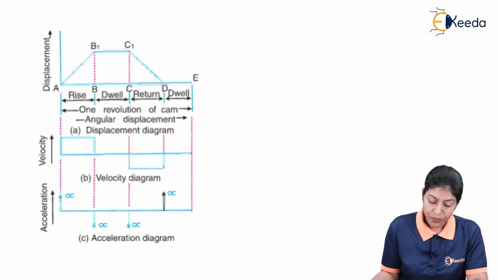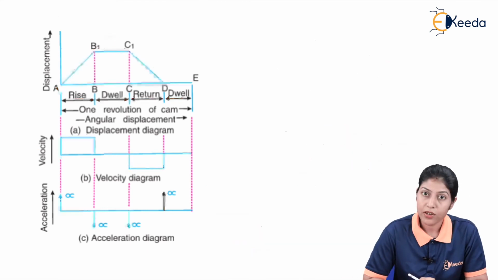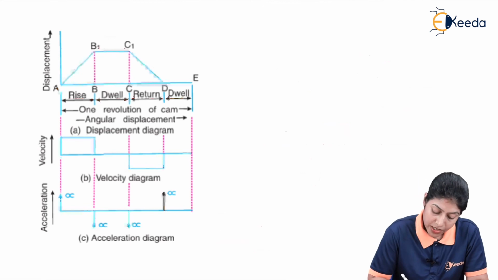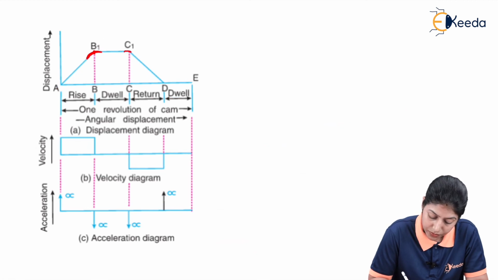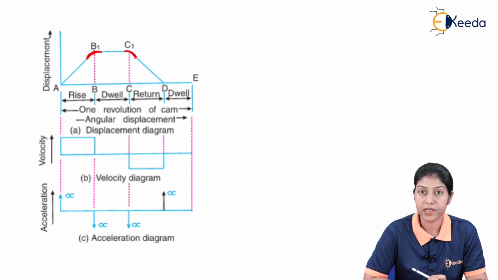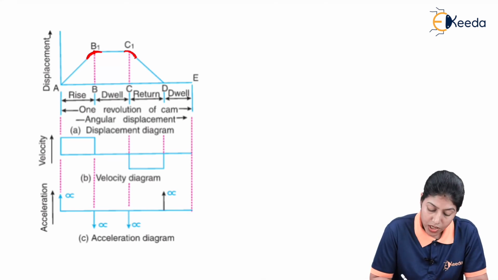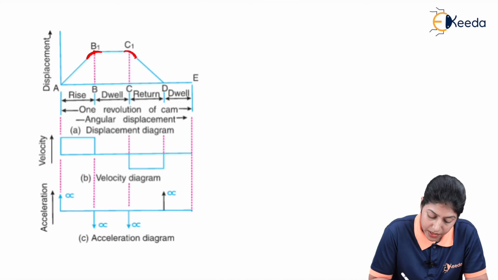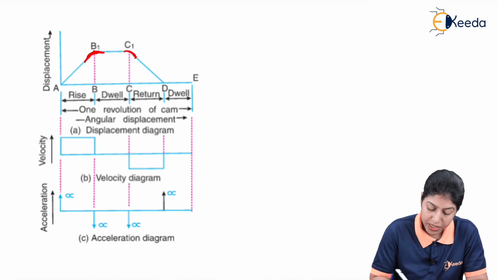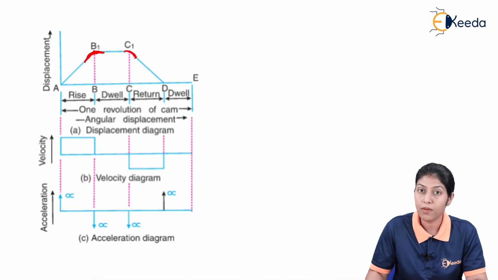So what we will do, here we will change the value of displacement. In place of this sharp corner B1, C1, we will use a parabolic curve like this. So if we are using a parabolic curve, it means the displacement is variable, or the value of the displacement will change at that particular point.